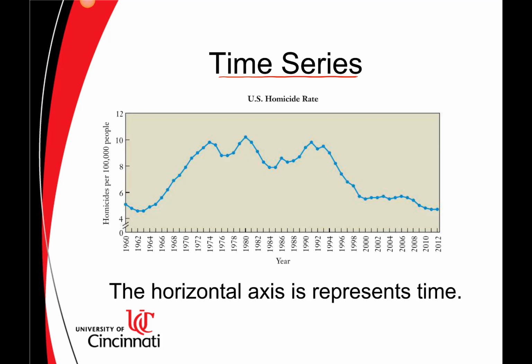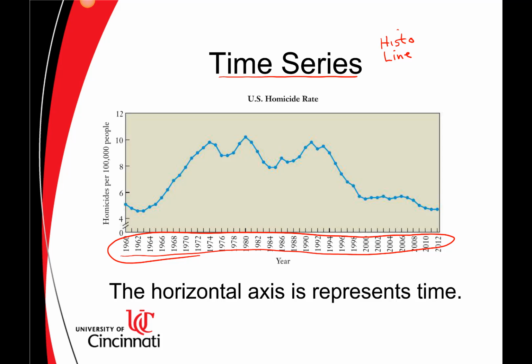A time series can be either a histogram or it can be a line graph, either one. And what makes it a time series is that on the x-axis, the data on the x-axis is time. Oh, that's pretty clever.